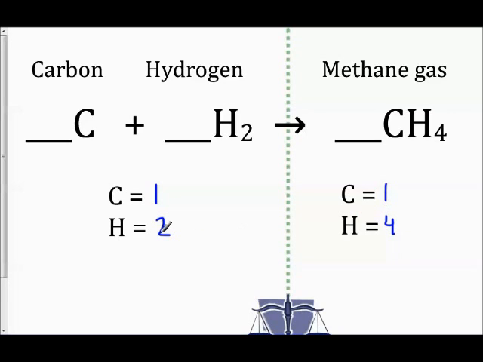Where are we off balance? Well, this hydrogen over here needs to be 4 if we're going to have balance. So what can we do to get the hydrogen up to 4? We can't just change this number here. We've got to do something to double the number of hydrogen atoms.